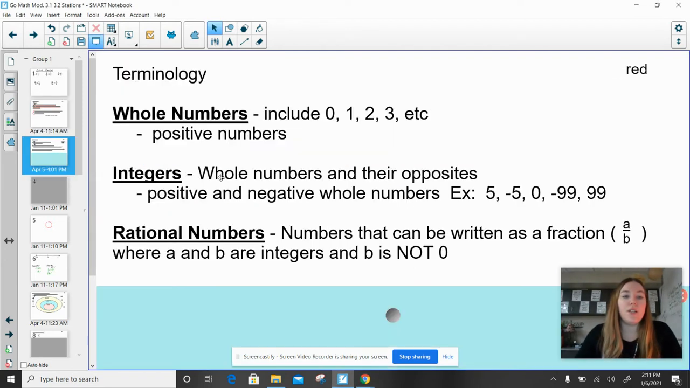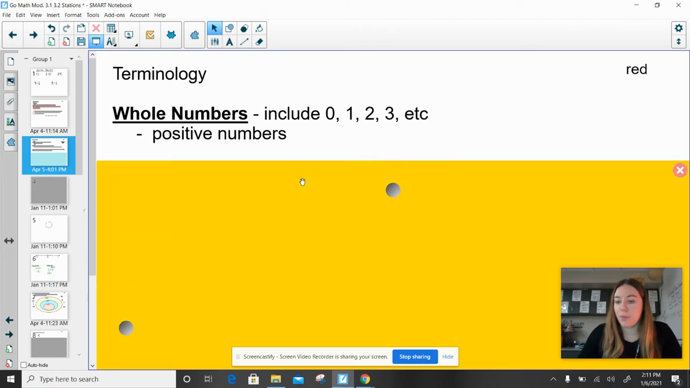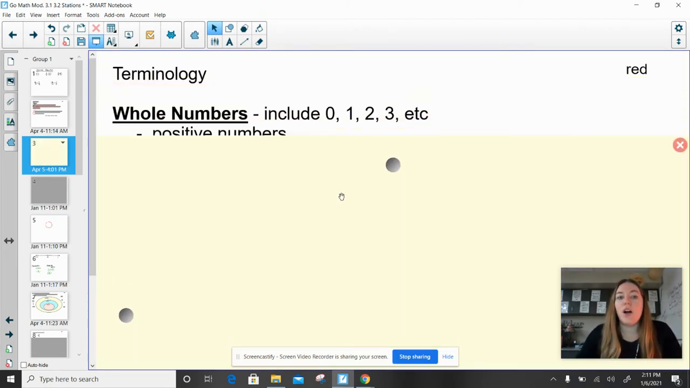So the first thing we're going to talk about is some terminology. First, we need to know that a whole number includes those counting numbers: 0, 1, 2, 3, 4, 5, 6, 7, 8, 9, 10, et cetera, and they're always going to be positive. So whole numbers are kind of the most exclusive group of numbers. They have to be positive, they have to be whole in order to be considered whole numbers.